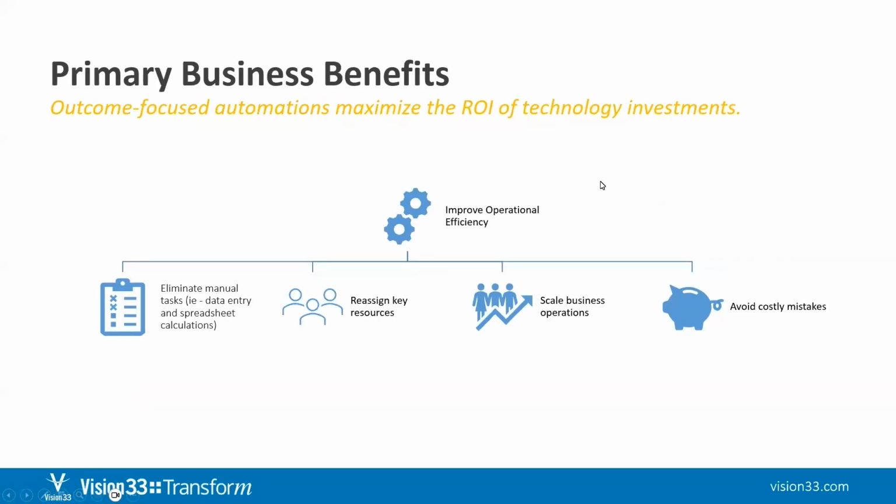The primary business benefits that we try to accomplish in this process is that we want to be really outcome focused on these automations and maximize the return on investment of all technology investments, but especially when it comes to automations. So it's to improve operational efficiency by eliminating manual tasks like data entry and spreadsheet calculations, for instance, so that you can reassign key resources from data entry to doing other more productive things, which really helps you to scale your business operations, and especially when it comes to repetitive tasks, to avoid costly mistakes.